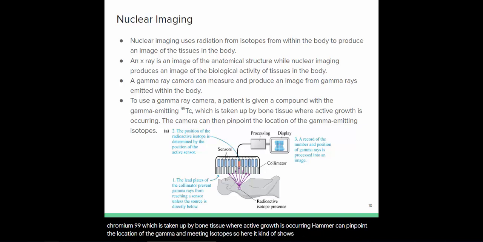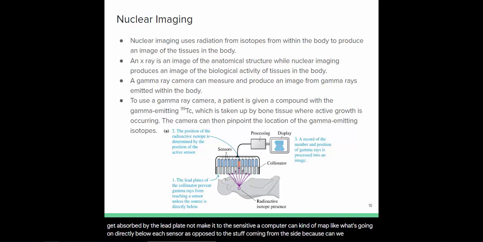So here it shows you, okay, we want to look at what's going on right here. So you have your sensor array. And as the stuff comes off, we can detect it with these sensors, but notice that there's a collimator, a bunch of lead plates, so that unless a gamma ray is going pretty straight up, it gets absorbed by the lead plate and doesn't make it to the sensor. Does that make sense? Which is why the computer can map what's going on directly below each sensor as opposed to the stuff coming from the side.